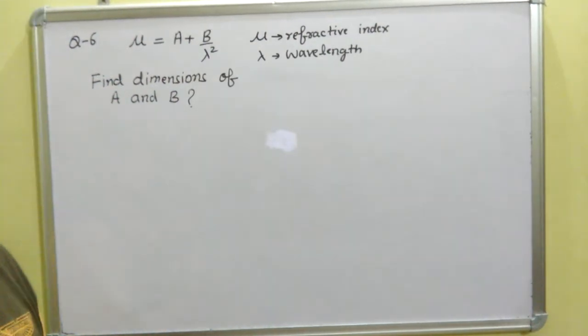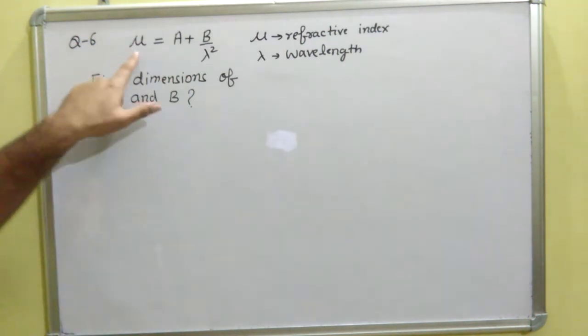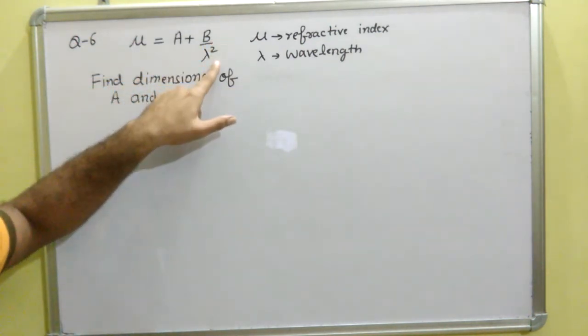Let's start with the next question based on the principle of homogeneity. Today I will be discussing the different varieties which were left in our last videos. So your question today is: you are given the equation mu equals a plus b upon lambda square.